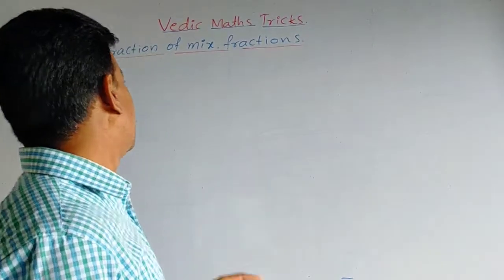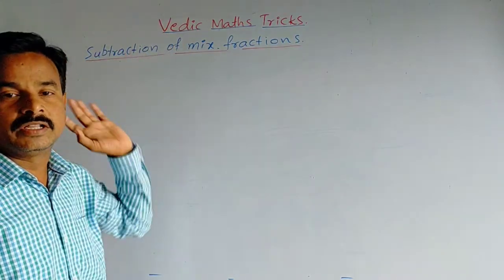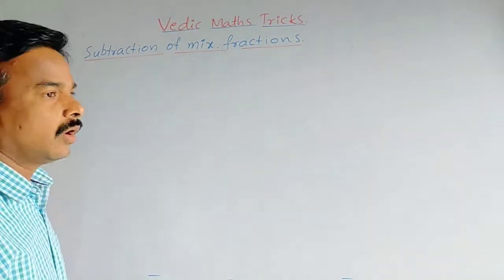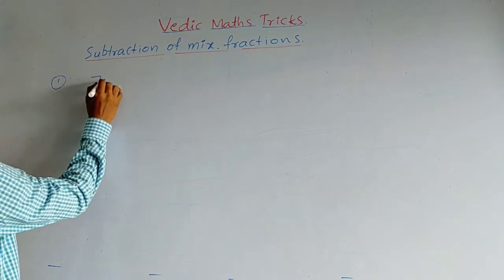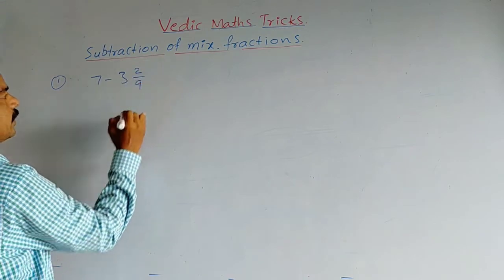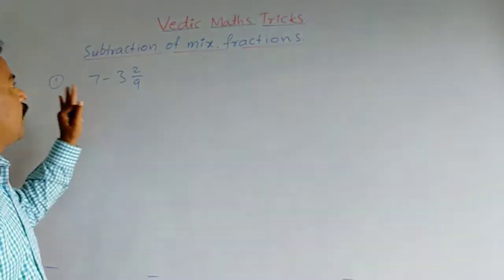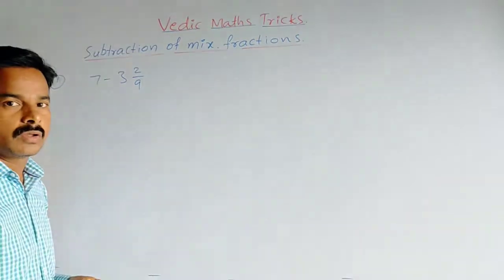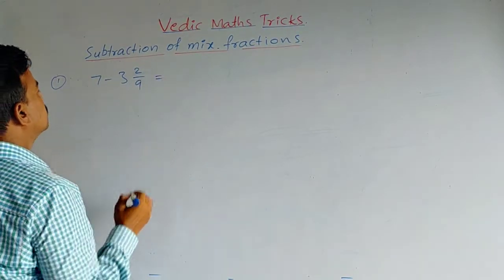Today we have to learn the subtraction of mixed fractions from Vedic mathematics tricks, short methods. Now I'm taking one example: 7 minus 3 whole 2 by 9. It is a mixed fraction and a whole number, and we are subtracting a mixed fraction from a whole number. In the current method, how can we do this?